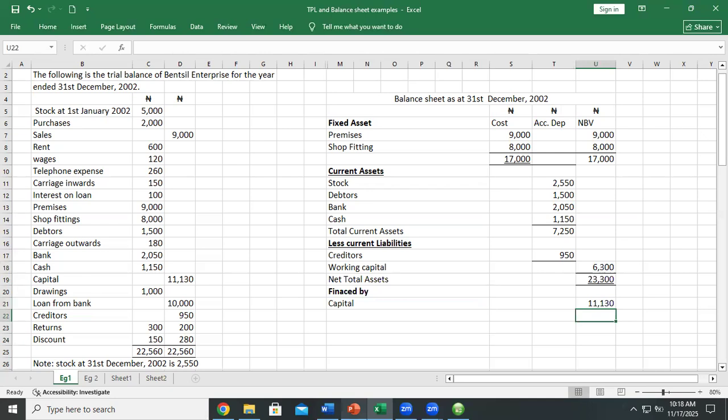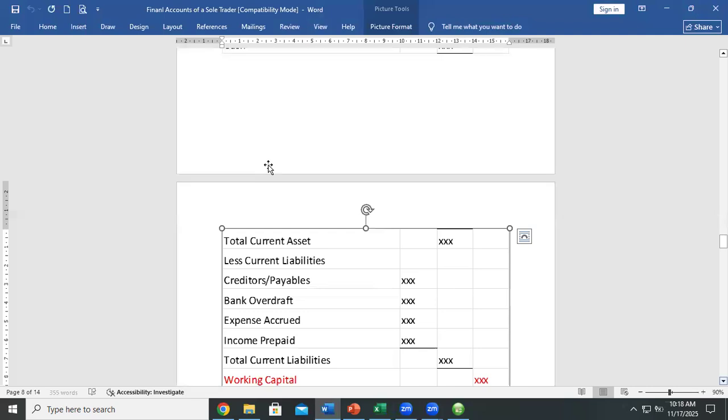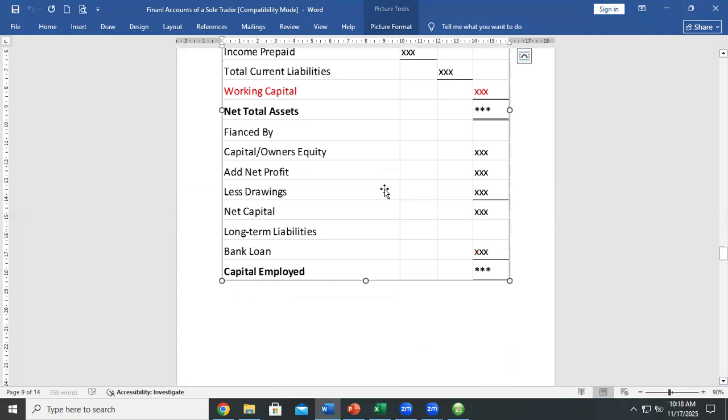Now let me show you the format again. When you bring the capital under the financed by column, you do a few adjustments, which include adding the net profit and lessening what? Drawings. Adding the net profit and lessening drawings. And then you add on your long-term liability.